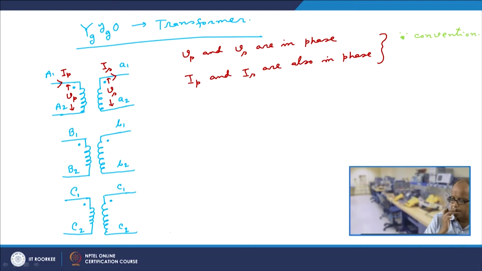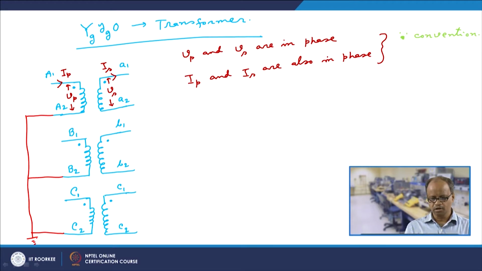Now, our connection is YG 0. So, we first make the connection at the primary side. What we do is simply join these and make it grounded.